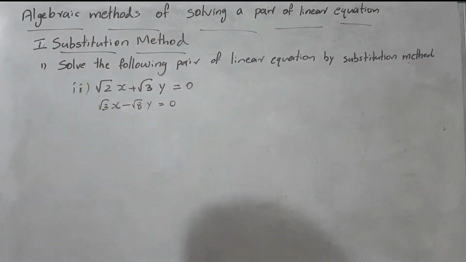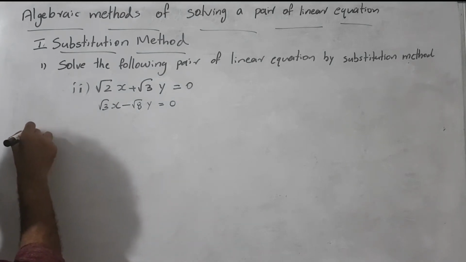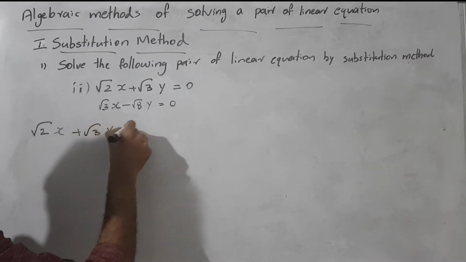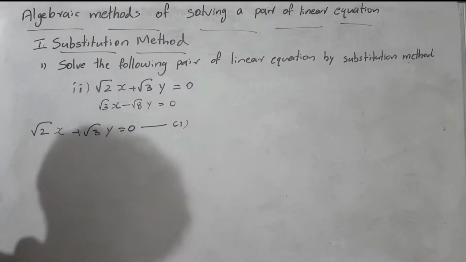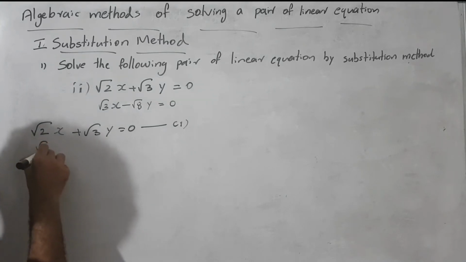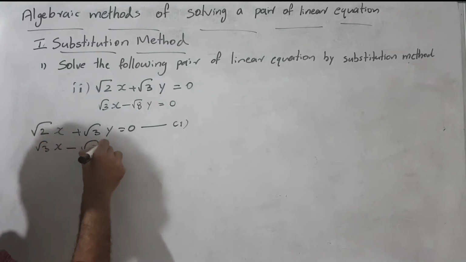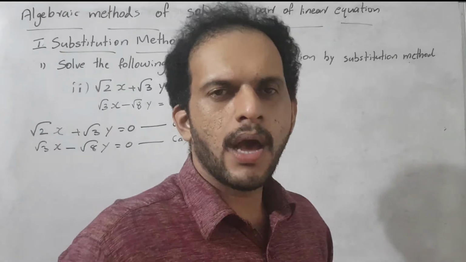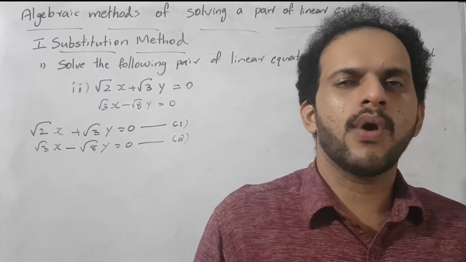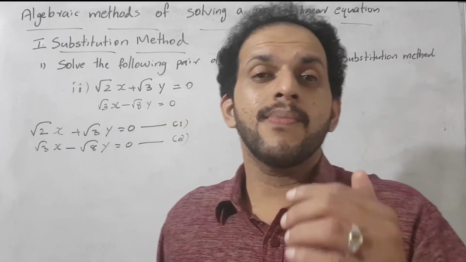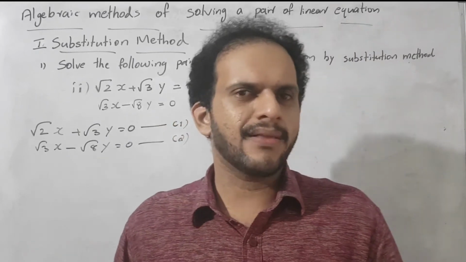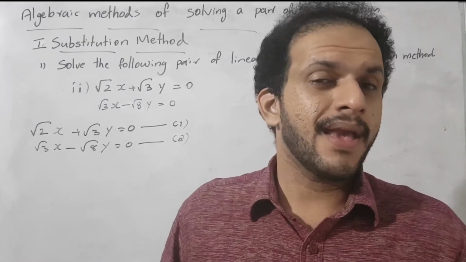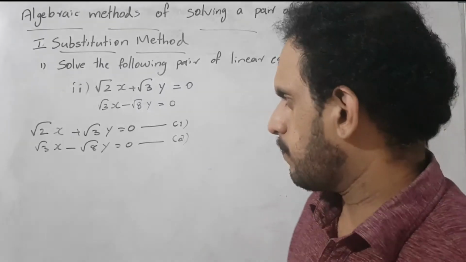As in the previous one, we start like this. First we name root 2x plus root 3y is equal to 0 as equation 1. Second, root 3x minus root 8y is equal to 0 as equation 2. After making equations 1 and 2, what is next? We need to make equation 3. Equation 3 means x is equal to something or y is equal to something. That one we make from equation 2 or equation 1.